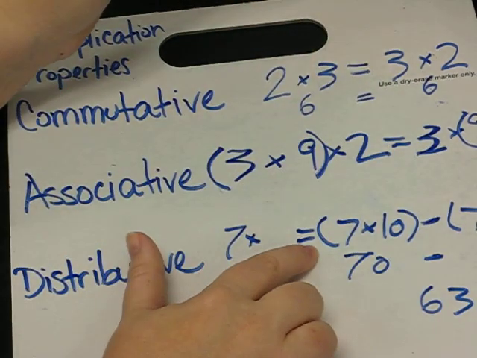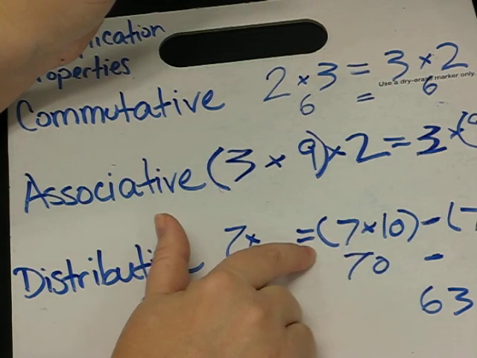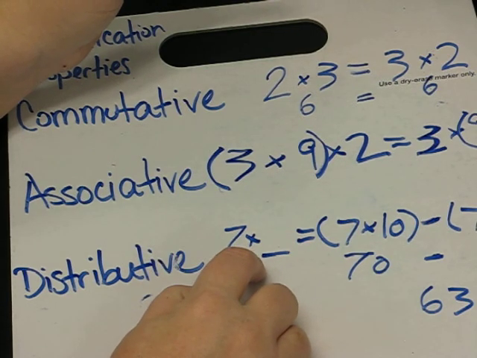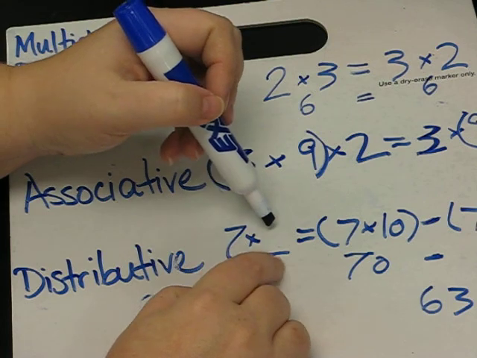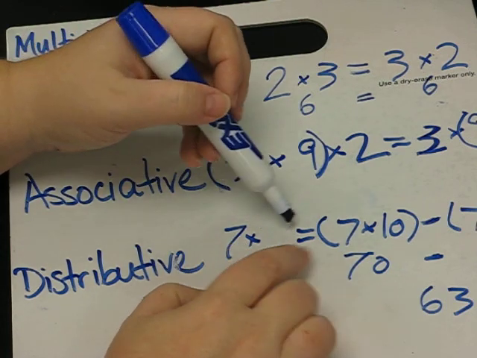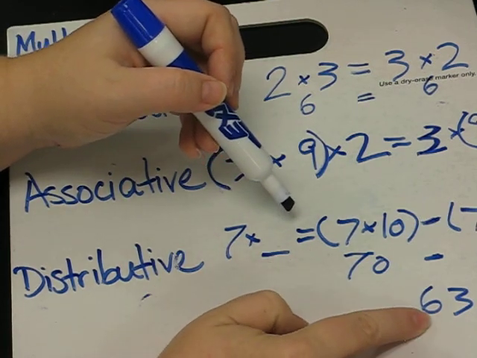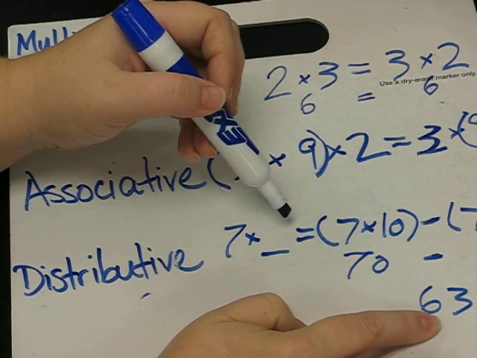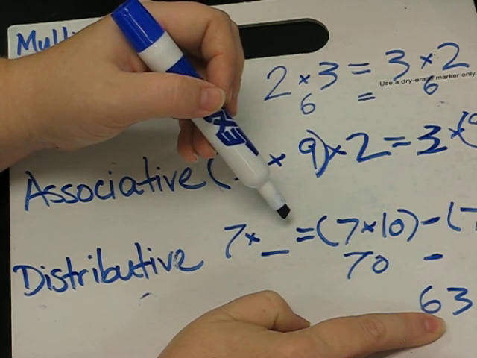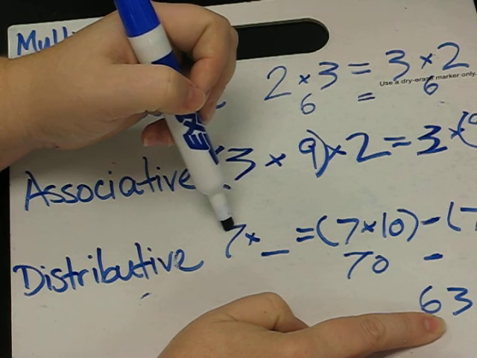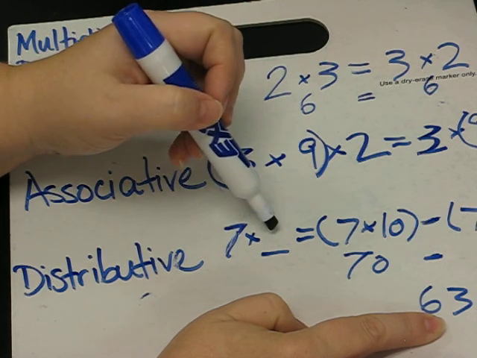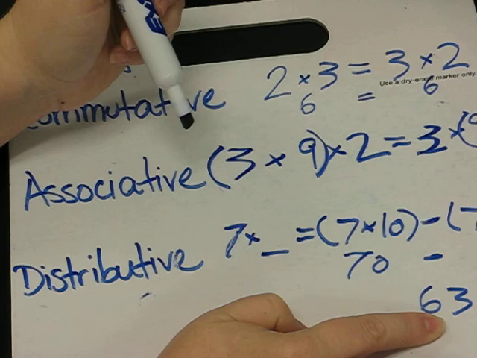Okay, so I figured out this side of the equal sign. Now I need to figure out this side of the equal sign. I need to do 7 times what? Well, 7 times what equals 63? Since I found this side, I know my answer is 63. So I need to think of a number that would equal 63. 7 times what equals 63?